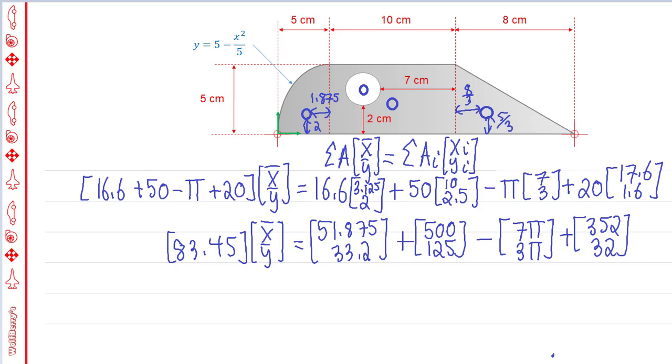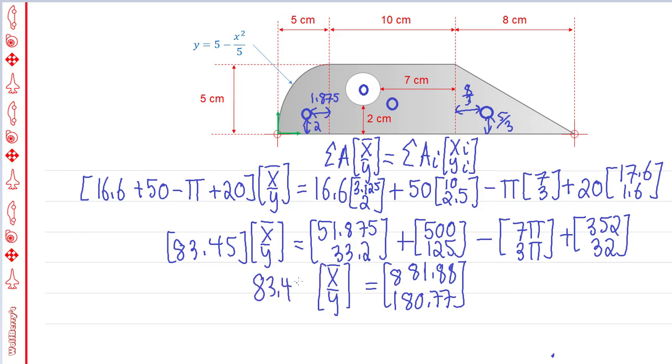Now you add all these vectors together. Don't forget one of them is minus. So add all the x's, add all the y's. That should give you a grand total of 881.88. And the y will be 180.77. That's the total vector. Here we have x bar, y bar, and we still have the total area here, 83.45. Now divide the x by the total area, that'll give you x bar. Divide the y by the total area, that'll give you y bar.